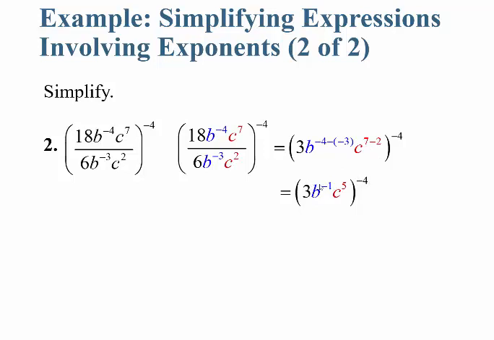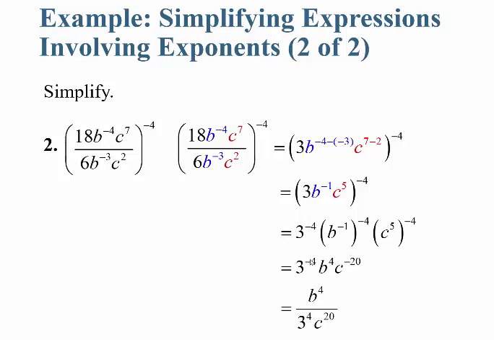Now distribute this negative 4. So I get 3 to the negative 4, b to the negative 1 raised to the negative 4, and c to the 5 raised to the negative 4. Well, remember, with a power to a power, you multiply. So this is still 3 to the negative 4th power. Negative 1 times negative 4 gets me positive 4, and 5 times negative 4 gets me negative 20. Well, now I have some negative exponents. Remember, to make negative exponents positive, bring them down, and then you just have to figure out what 3 to the 4th is. Well, 3 times 3 times 3 times 3 gets me 81, just like that.